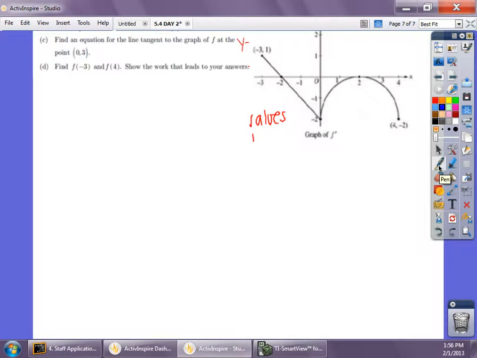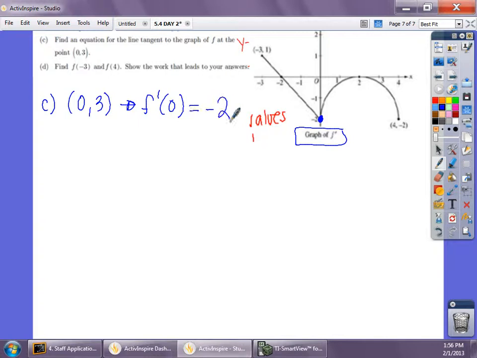All right, letter C. Find the equation of the tangent line to the graph at point 0, 3. So 0, 3 is the point. Then I need f prime of 0. Well, this is the f prime graph, so f prime of 0 would be the physical y value, and that is -2. So my tangent line equation would be y minus 3 is equal to -2 times x minus 0. And yes, you can leave it that way.